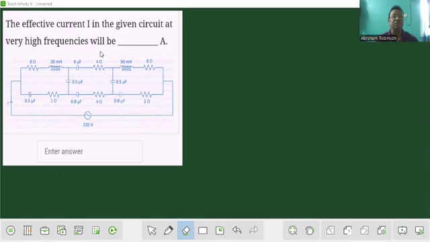So today I'm going to discuss a particular problem that keeps coming in the Mains and also NEET. The problem involves resistances, capacitors and inductors. The question asks: the effective current in the circuit given, at a very high frequency, will be dash amperes. So let's try to analyze that.